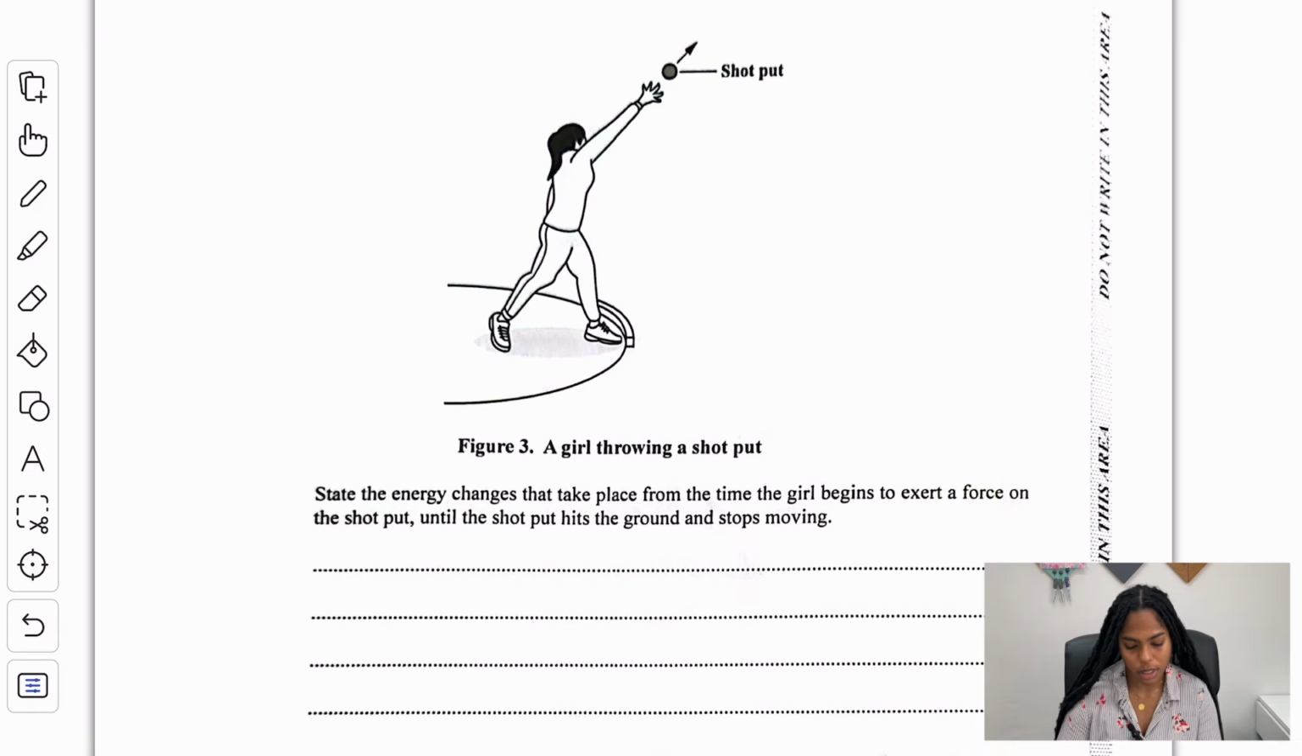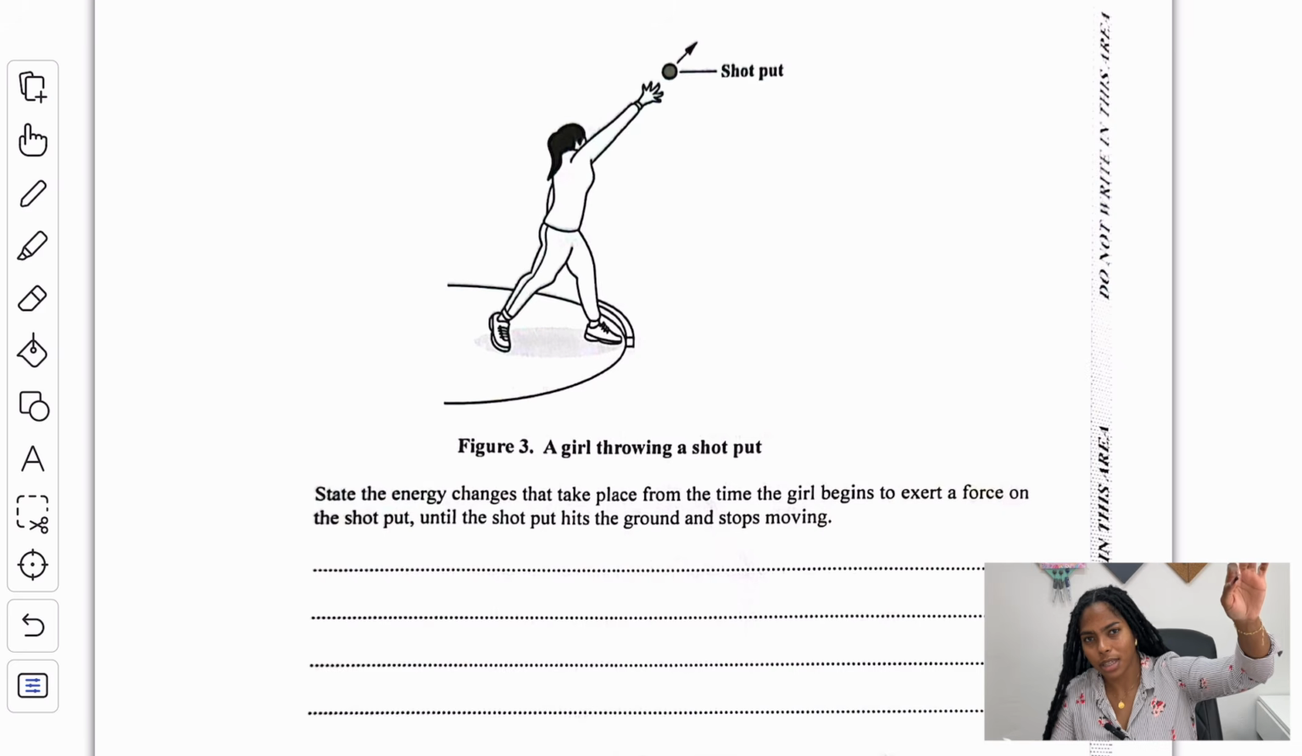Now, figure 3 shows a girl throwing a shot put in a sporting competition. State the energy changes that take place from the time the girl begins to exert a force on the shot put until the shot put hits the ground and stops moving. So, she's holding the shot put here, stationary. Then, when she starts to exert the force, it possesses kinetic energy because it's moving. She pushes it this way, and as soon as it leaves her hand, it's technically potential energy, which then morphs into kinetic energy as it's moving through the air.